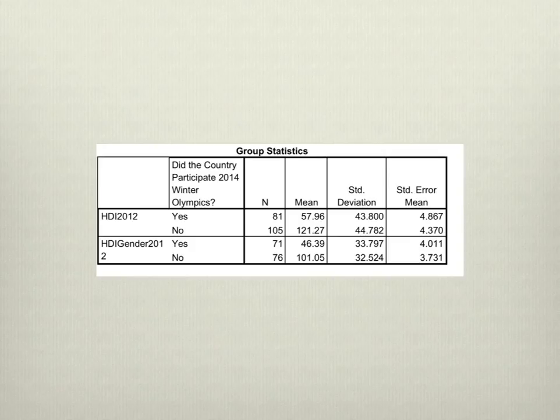The average score for countries that participated on the HDI index is 57.96, almost 58. The average score for countries that did not participate is 121. On the gender index, the average score for participating countries is 46, while the average score for non-participating countries is 101. I think there's going to be a relationship here.